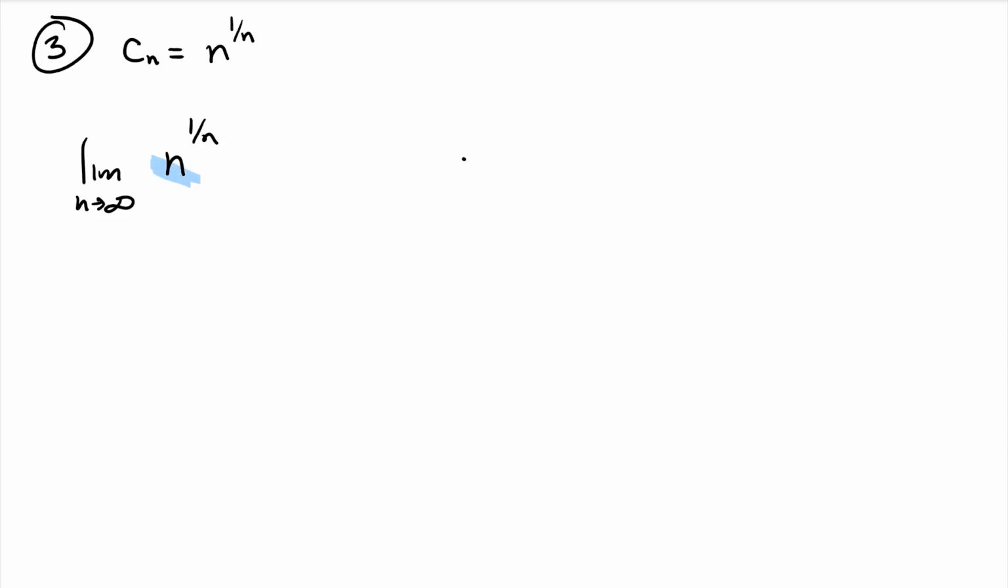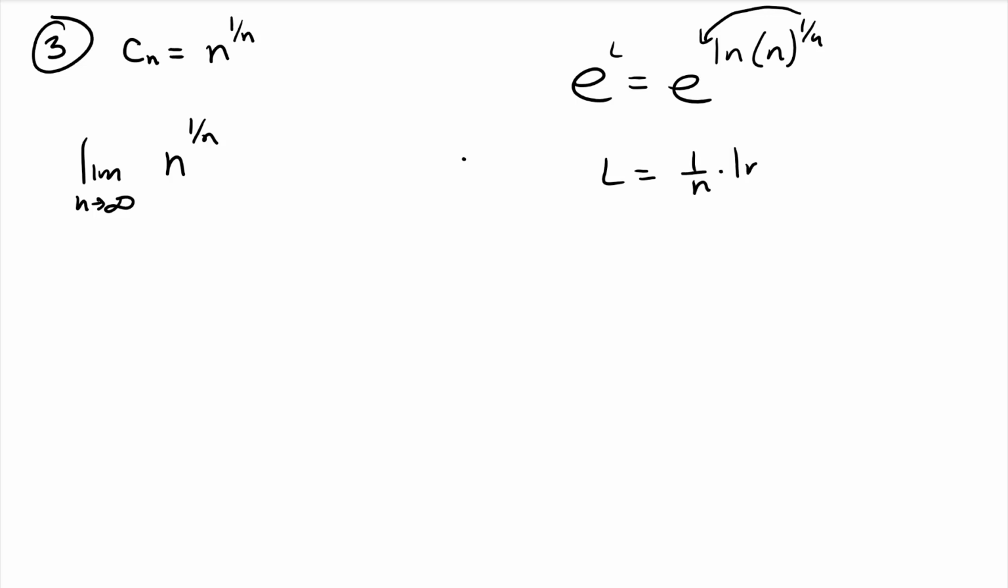We have a variable in the base and we have a variable in the exponent, which means we need to do that e to the L trick. So we're going to say, well, e to the L would be equal to e to the ln of n to the 1 over n. So we're just going to say our L is equal to 1 over n times ln of n.